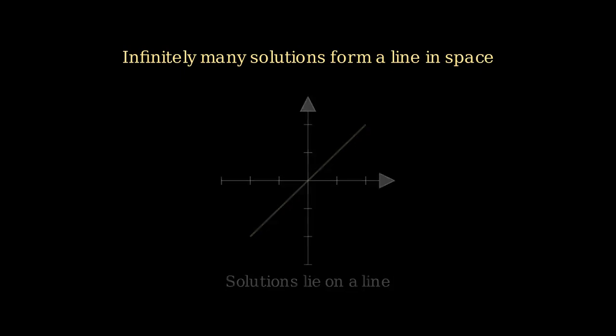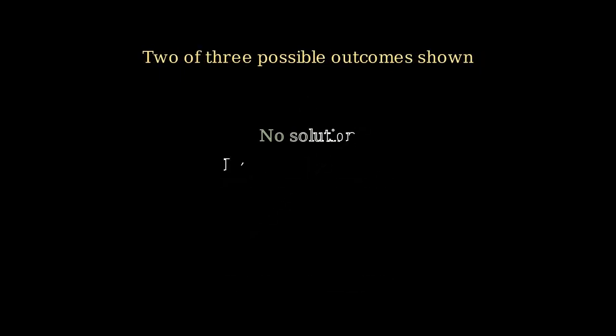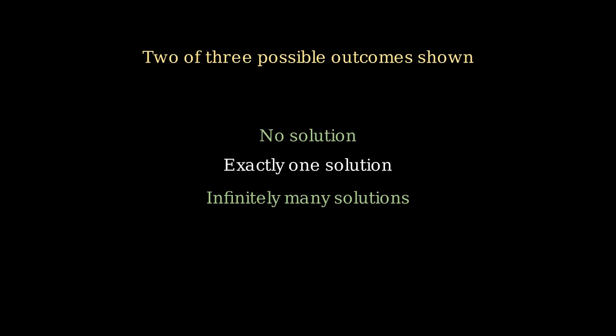So these 2 examples show 2 of the 3 possible outcomes for any linear system: no solution, exactly 1 solution, or infinitely many solutions.